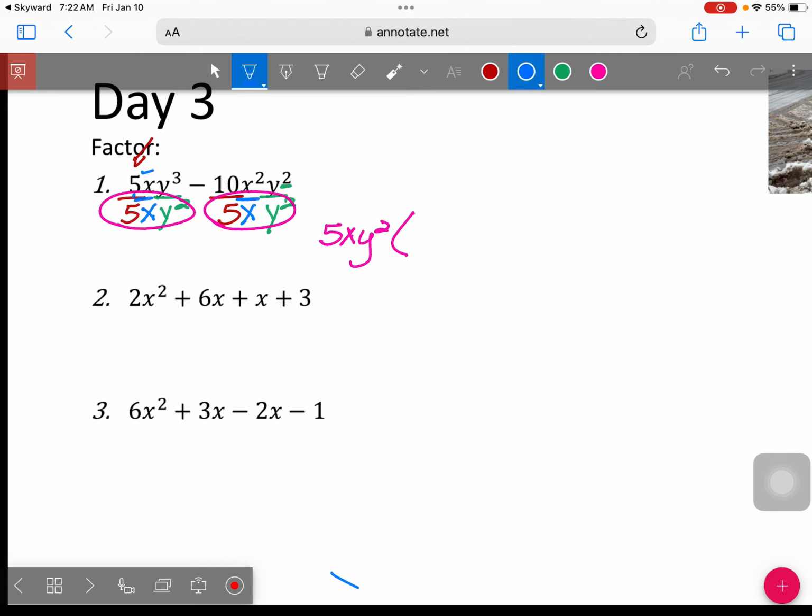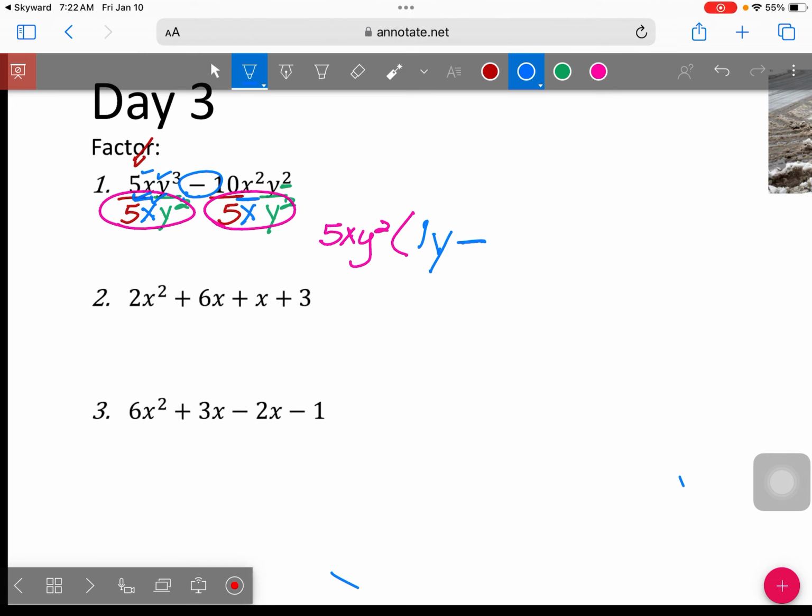What is 5 divided by 5, class? 1. X divided by x is 1. X divided by x is still 1, right? Okay. Y to the third divided by y squared. How many y's do I have left? 1. So that is 1y.